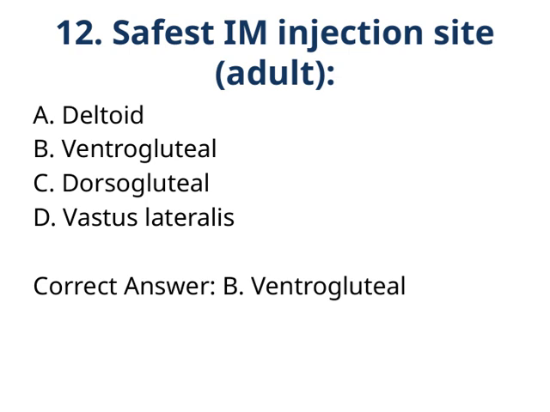When choosing an injection site, always consider safety first, and the ventrogluteal site tends to be the most reliable and safest option for adults.